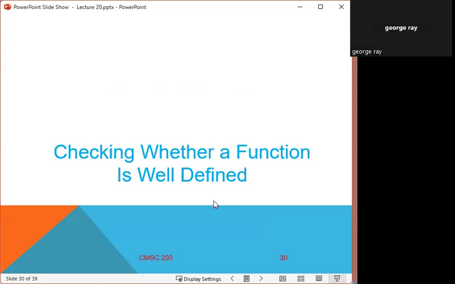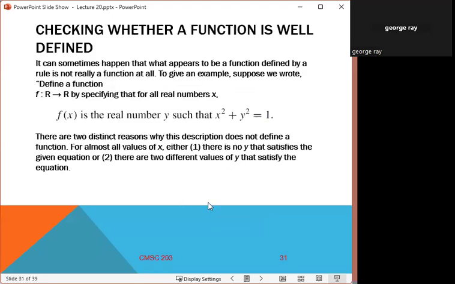So another thing we'll do is check to determine whether a function is well-defined. So we might have something like this, x squared plus y squared equals 1, and it looks like a function, but when we examine it closer, we find that no, it doesn't satisfy either of the criteria. Because for almost all values of x, there's no values in y that satisfy the equation.